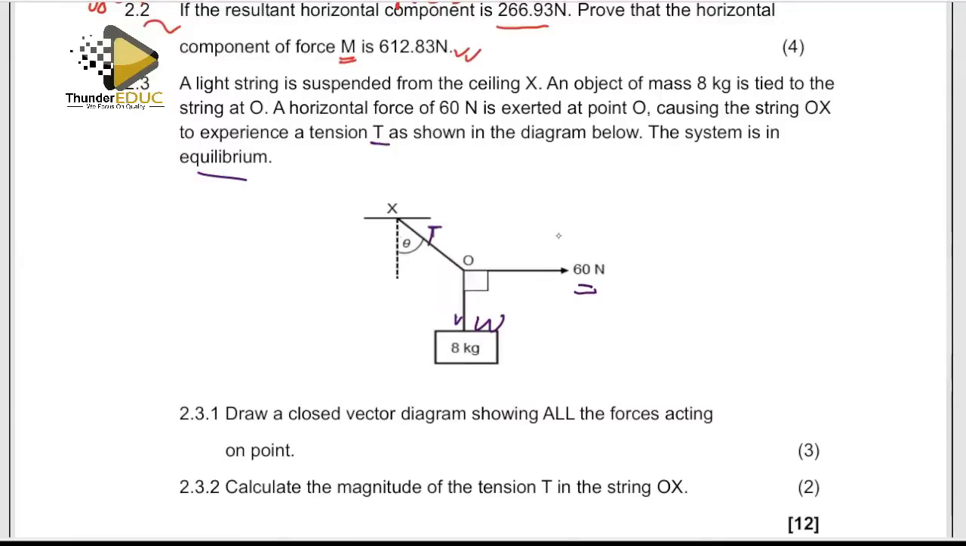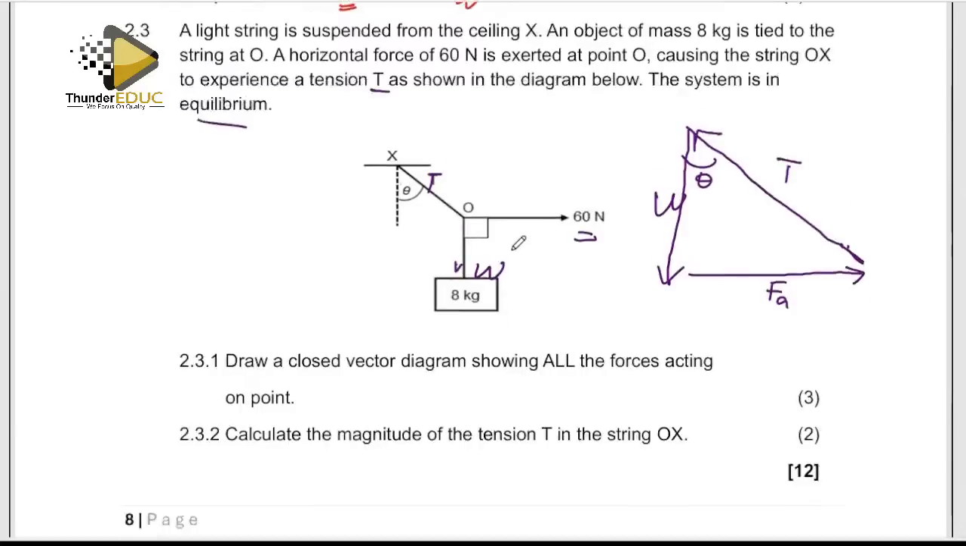So the tension is slanting in that direction, and then we know that this is the weight. Then we can have this: the tension is moving upwards, this is the weight, and this is the applied force with an arrow. That is how we would have that, and this would be our theta of interest.